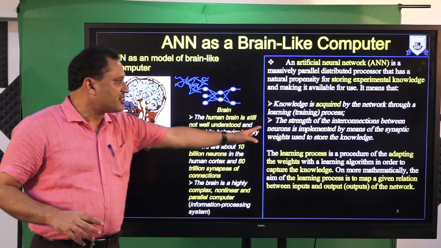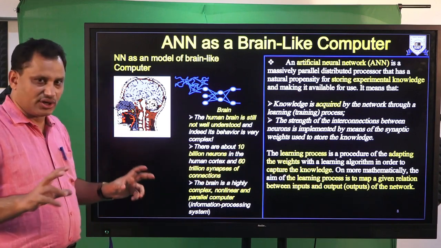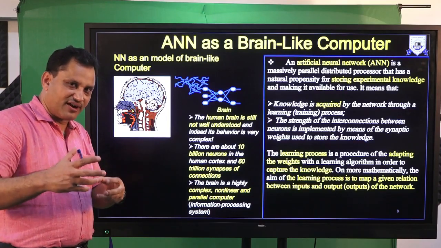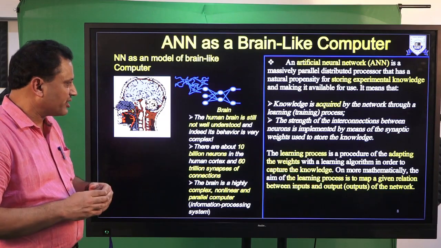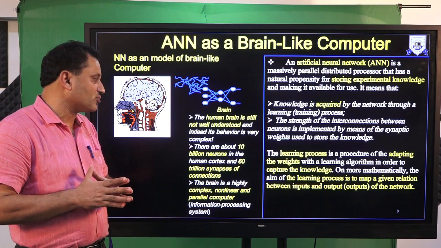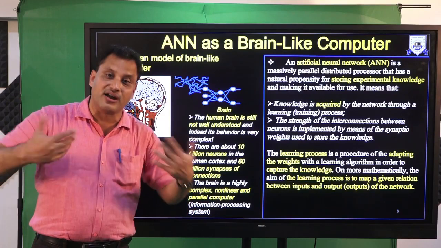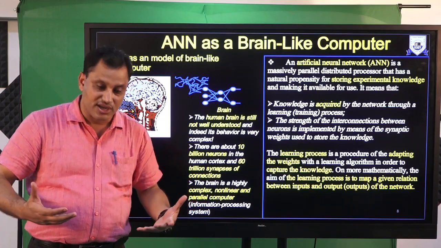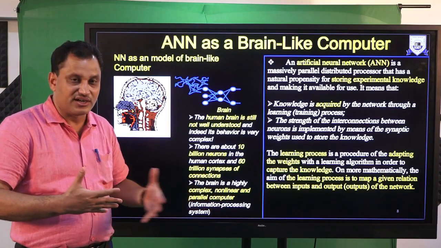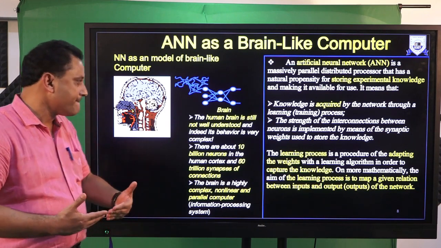The strength of interconnection between the neurons is implemented by means of synaptic weights used to store the knowledge. The interconnection between the synapse, the axon and dendrite will be the deciding factor here. The learning process is a process of adapting the weights with the learning algorithm in order to capture the knowledge. When I say acquire the knowledge and use that acquired knowledge to solve new things, it means what? The strength of interconnection was there, in the format we just discussed. So here the weights will be changed, and that will be the learning process.